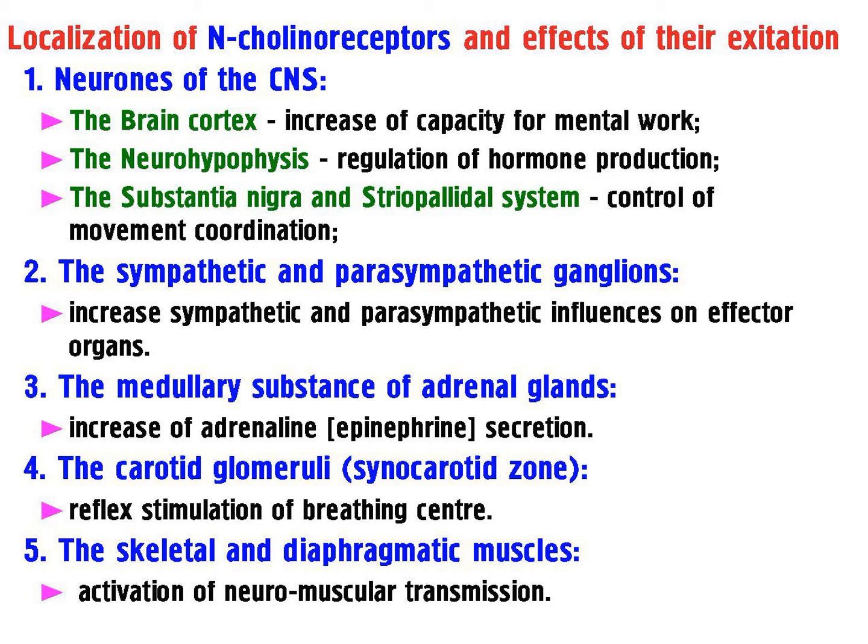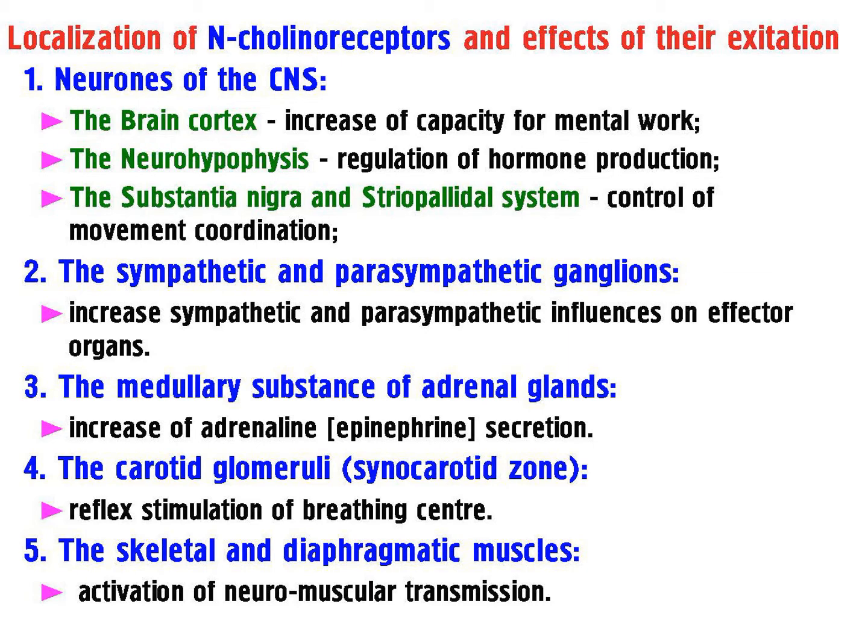Also, N receptors are widely found in ganglions, both of parasympathetic and sympathetic nervous systems. In these ganglions, stimulation of N cholinergic receptors increases the influences of sympathetic and parasympathetic branches on effector organs. Next localization of N receptors is medullary substance of adrenal glands, where they regulate secretion of adrenaline into the bloodstream.